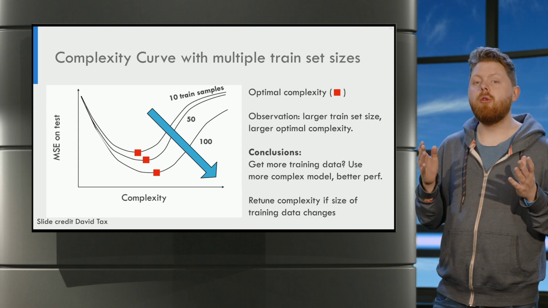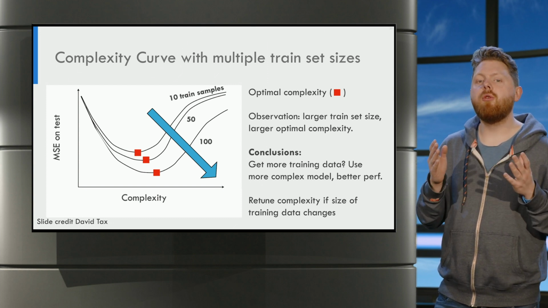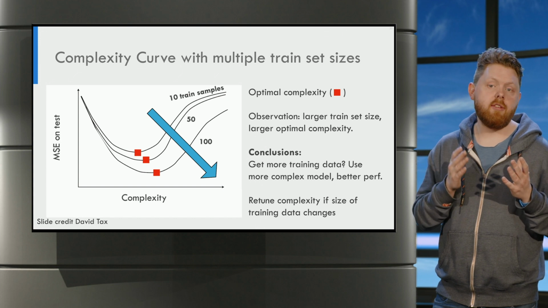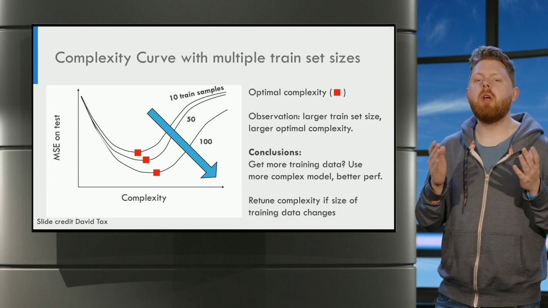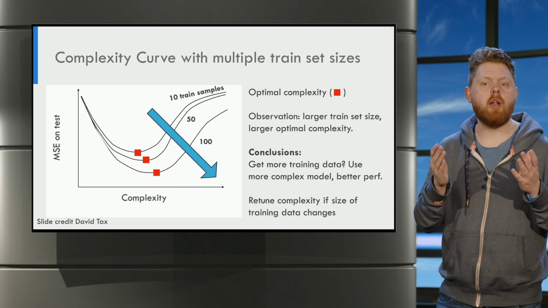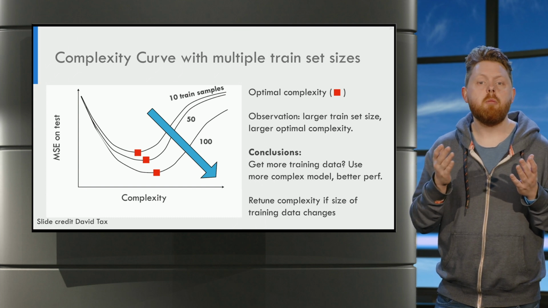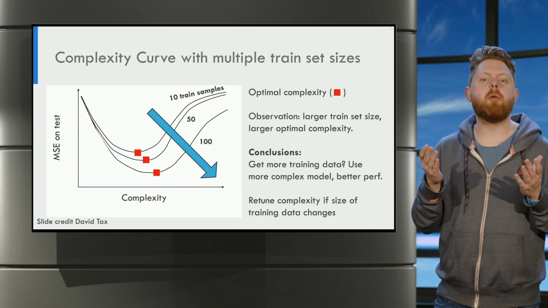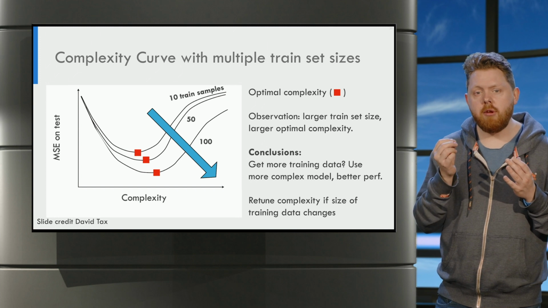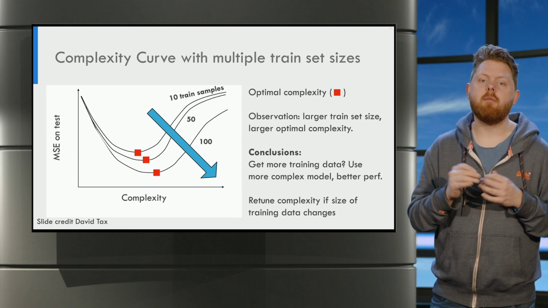A second conclusion is that if you are tuning the complexity parameter using test data, you should do the tuning again if the size of your training set changes, because the optimal setting of the complexity parameter is sensitive to the size of the training set.